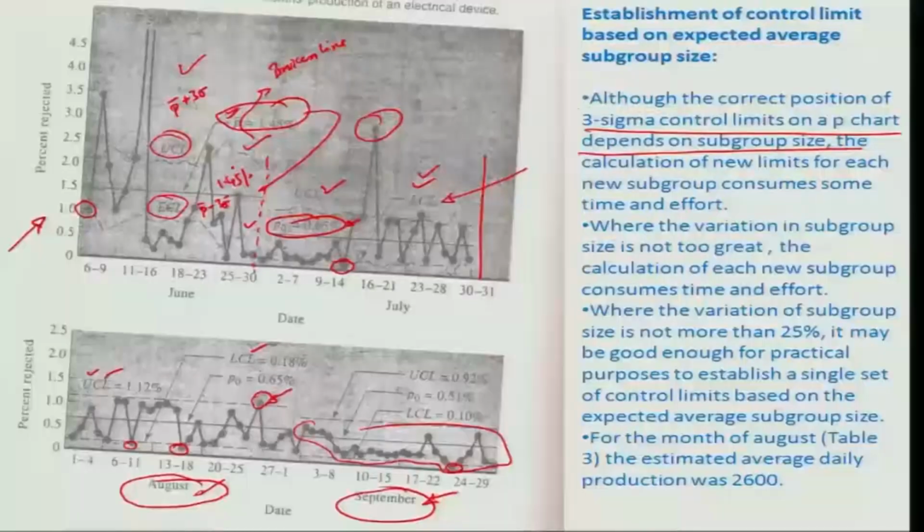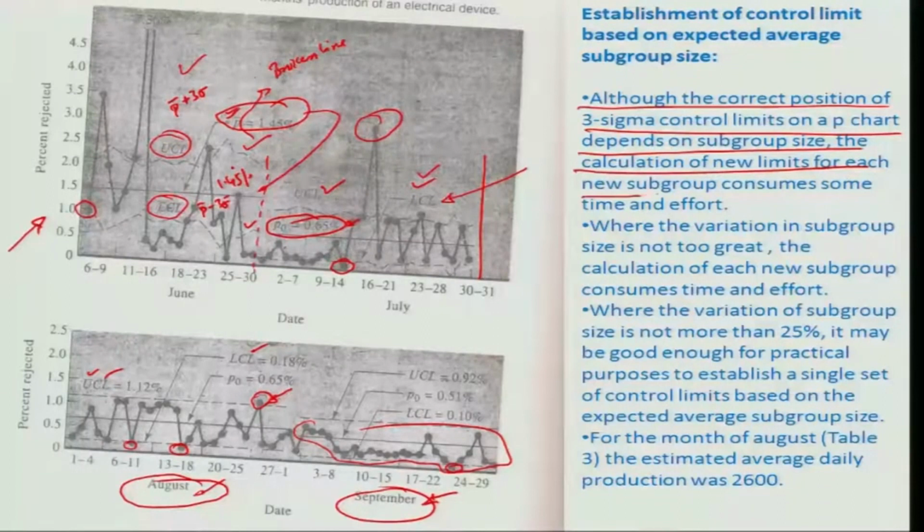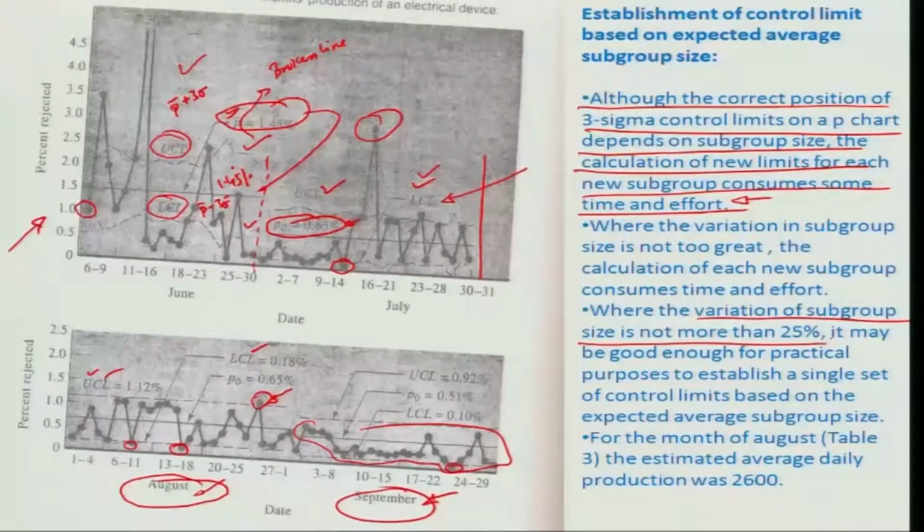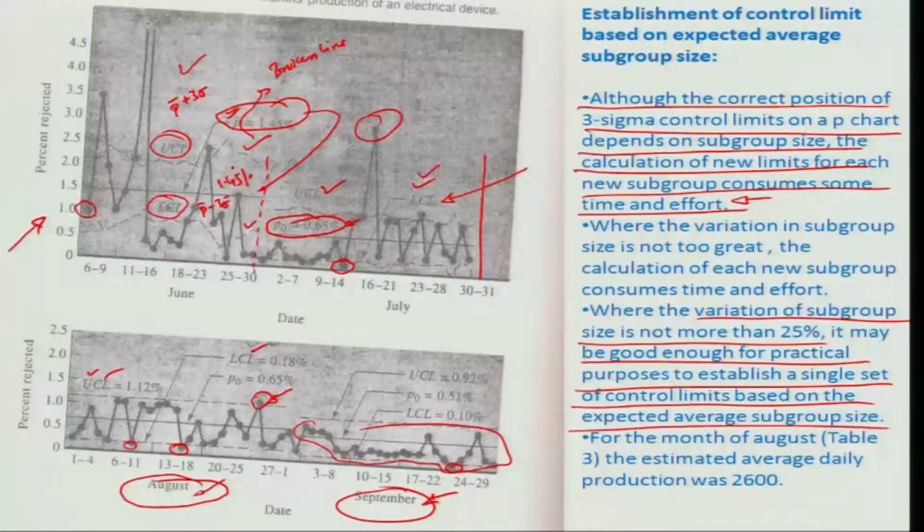Although the correct position of the 3 sigma control limits on a P chart depends on subgroup size, the calculation of new limits for each new subgroup consumes some time and effort. That is a problem, at least for the first 2 months when you have unstraightened UCL and LCL; you will have to compute on the various subgroup sizes on a daily basis. Although if the variation of the subgroup is not more than 25%, it may be good enough for practical purposes to establish a single set of control limits based on expected average subgroup size, and that decision can be taken by looking at the outliers and the extent of outliers also.